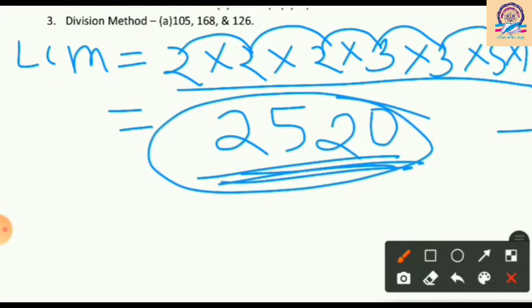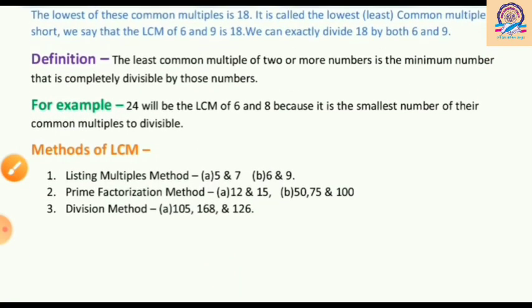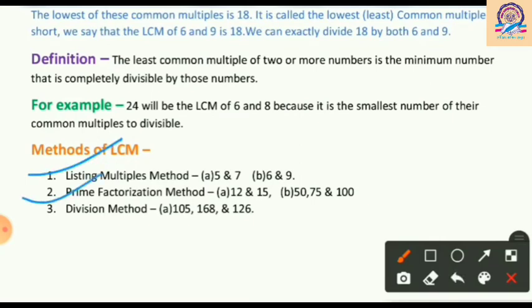126. So I hope that in this way you can find your LCM by using the listing multiples method, prime factorization method, and last is the division method. Remember it. Okay, if you have small numbers, you can use the listing method, and if you have big numbers, you must use the division method. Okay, it is very easy to find the LCM. And in this way our LCM topic is over.